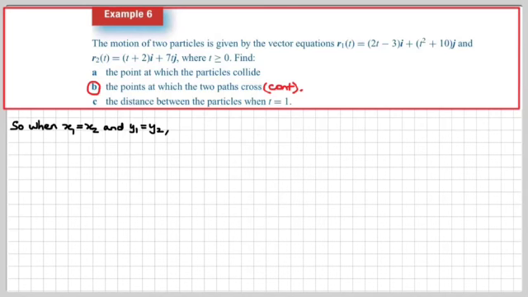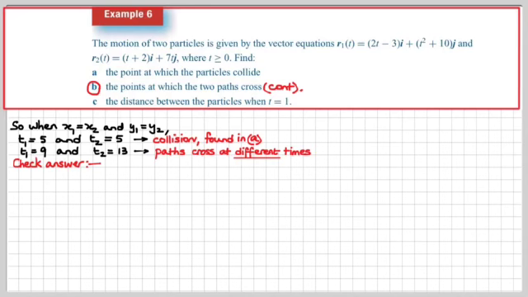Right, so when x1 equals x2 and y1 equals y2, t1 equals 5, t2 equals 5. That's the collision which we found earlier. Now, when t1 is 9 and t2 is 13, the paths cross at different times. Let's check that answer, as I said.